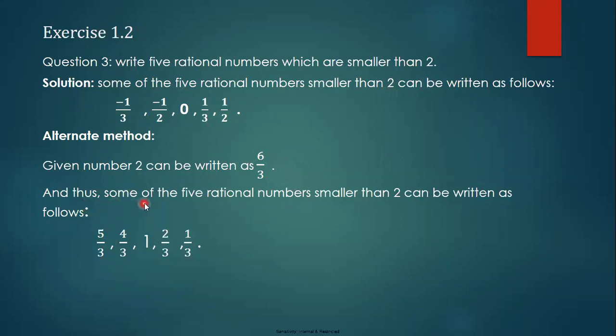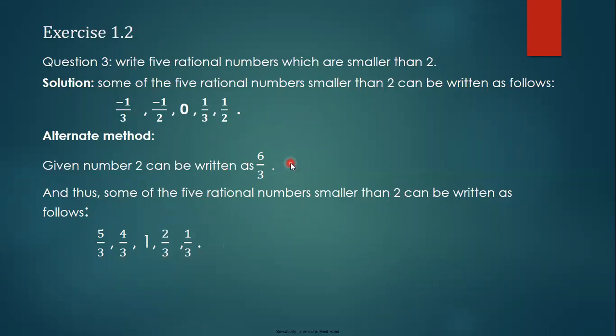Now here, what can 2 be written as? It can be written as 6 by 3. So less than 6 by 3, you have to write the rational numbers. That is, 6 by 3 is 2. So less than 6 by 3, you have to write the rational numbers. It may be negative, you can write down. Now here I have written 5 by 3, 4 by 3, 1, 2 by 3 and 1 by 3.